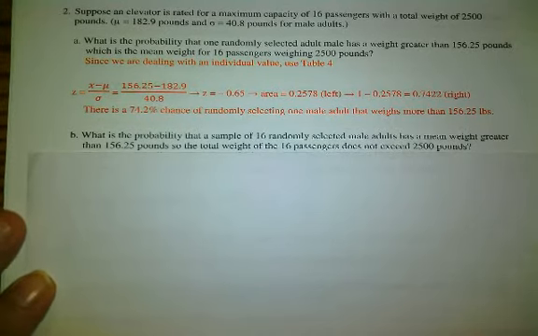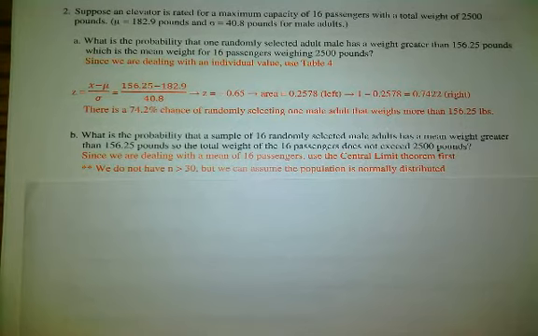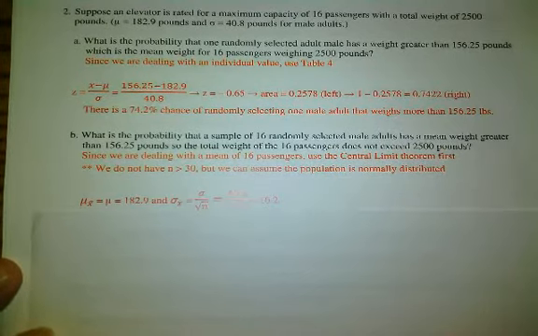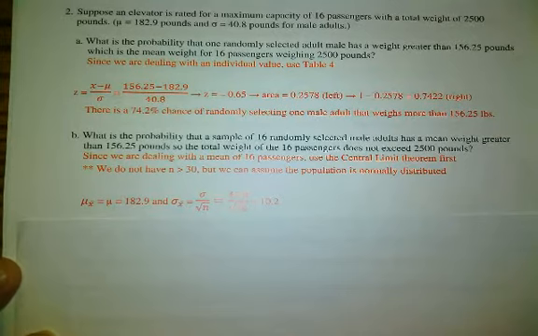So this is not an individual case, this is a sample, and since we are dealing with the mean of the 16 passengers, we're now using the central limit theorem first. Now, we do not have n greater than 30, but we're going to assume that the weights are normally distributed. That's not necessarily true, but we're going to assume that for this case. So, we don't go right to our z-score. We first have to find the mean of sample means, which is just the mean of the population, so it matches. This one will always match, 182.9, 182.9.